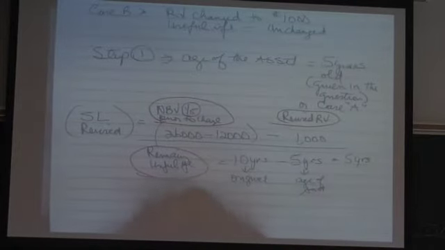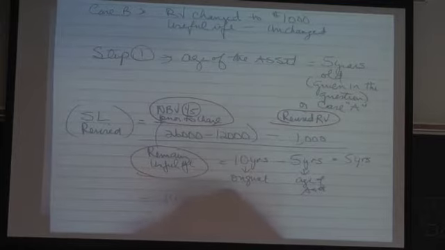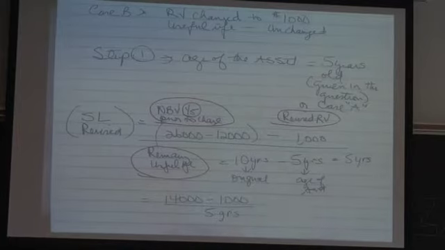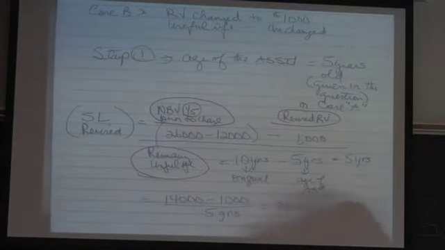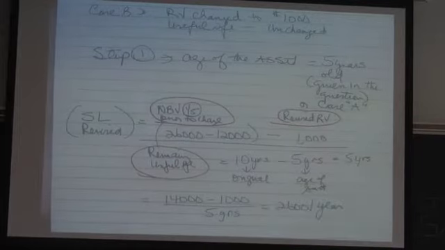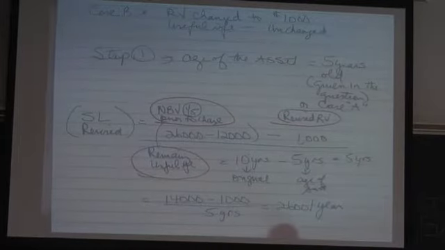And the calculation is 14,000 minus 1,000 divided by 5 gives us $2,600 per year. So that's the revised amortization for year 6.